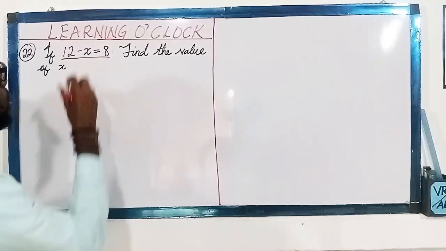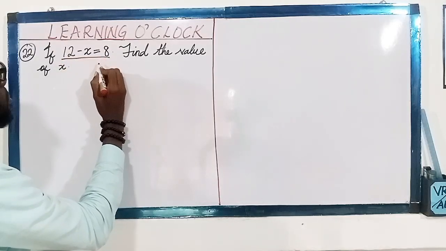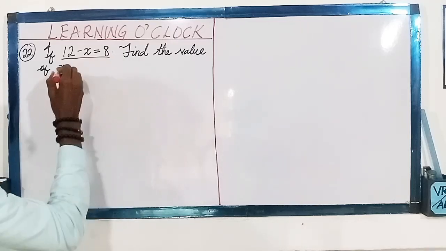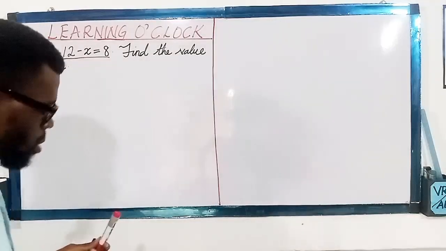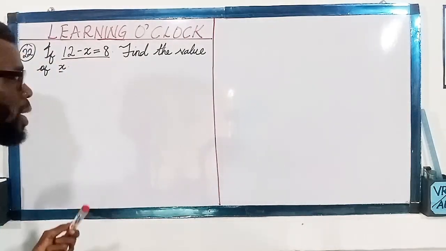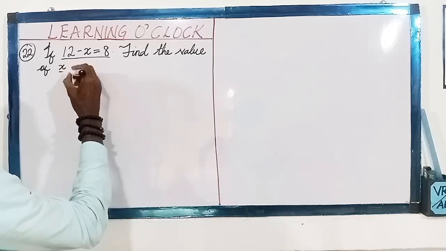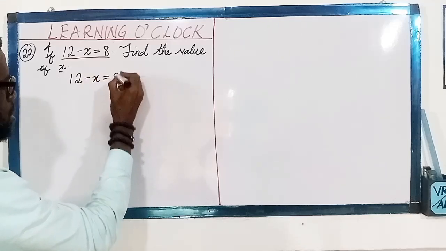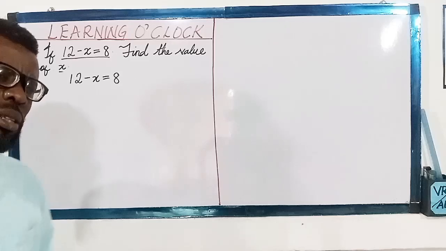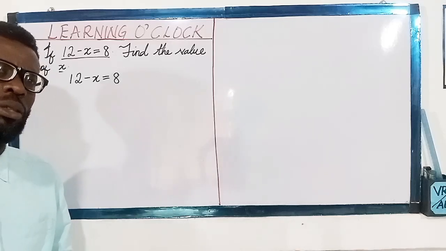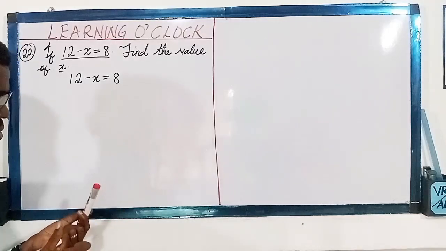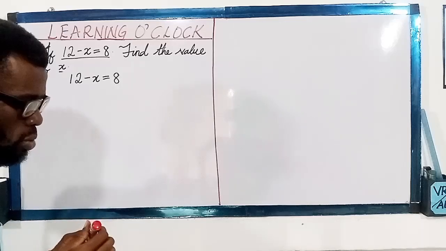If 12 minus x is equal to 8, find the value of x. Okay, so we're down to equations. This is a very simple equation. Hey, Mr. Bright, what's an equation? Okay, so an equation usually has some things you find in it.